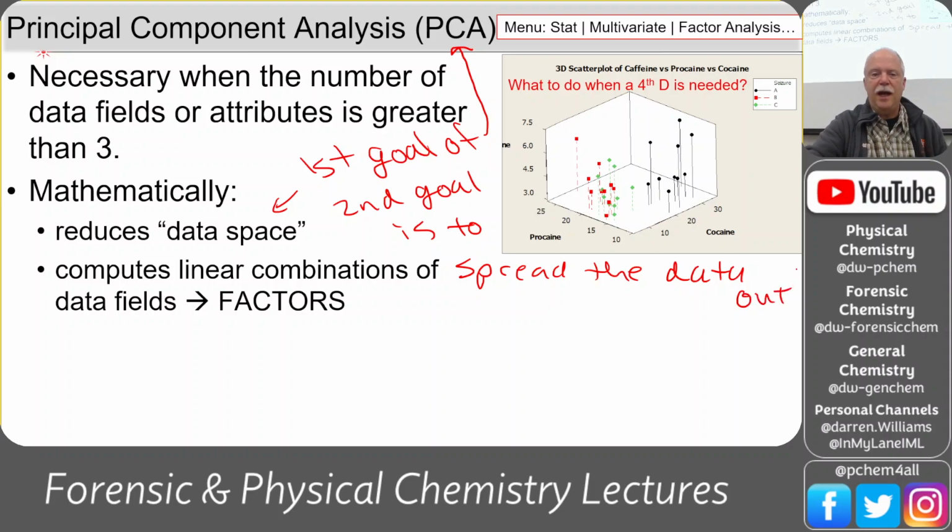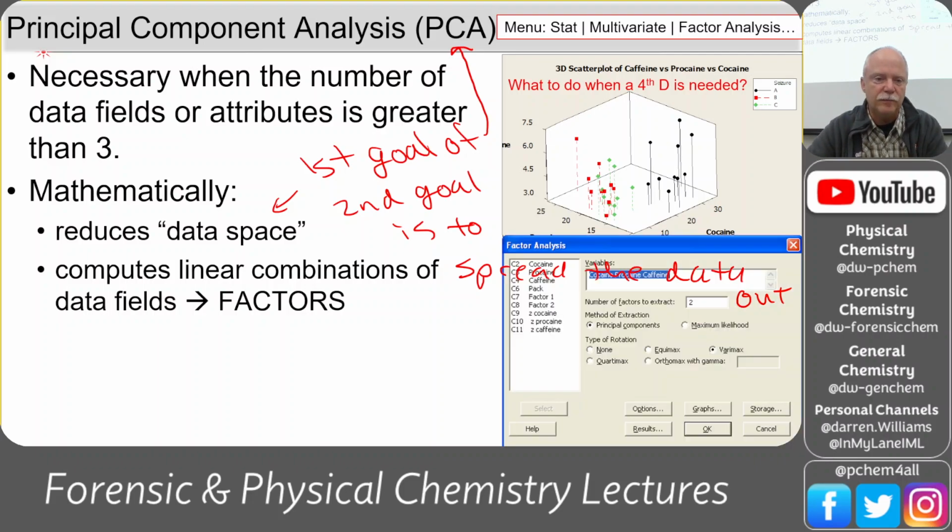is to spread the data out. So, let's say this scatter plot wasn't conclusive and we had all of the data points on top of each other. There may be a way to do linear combinations of these three variables to where the data would spread out. And we would see a group on the right and a group on the left. So that's what we're looking to do. We're looking to find another way to plot the data to spread the data out.